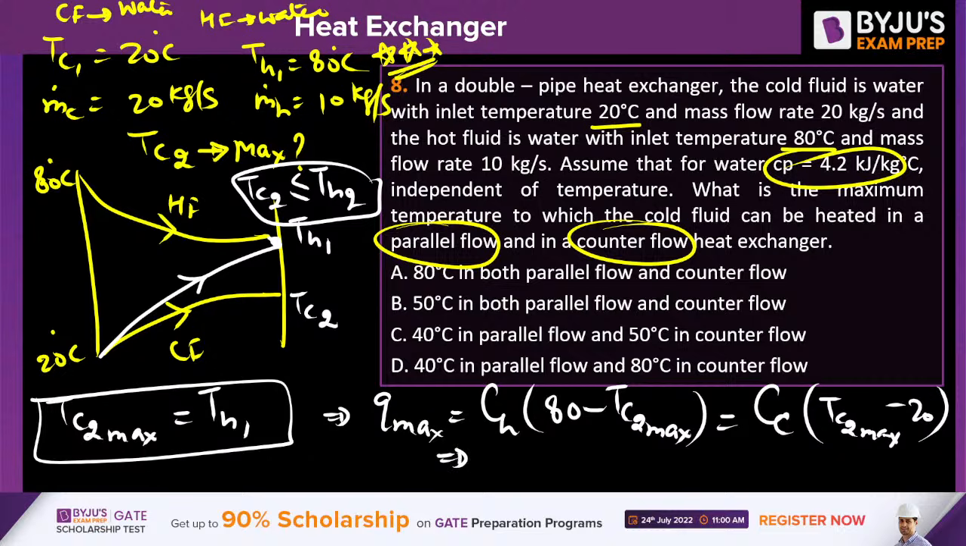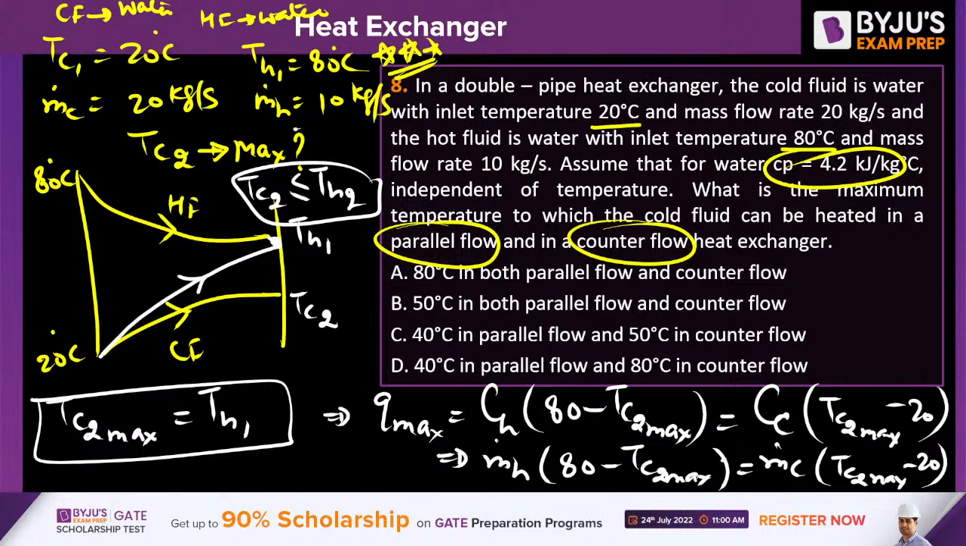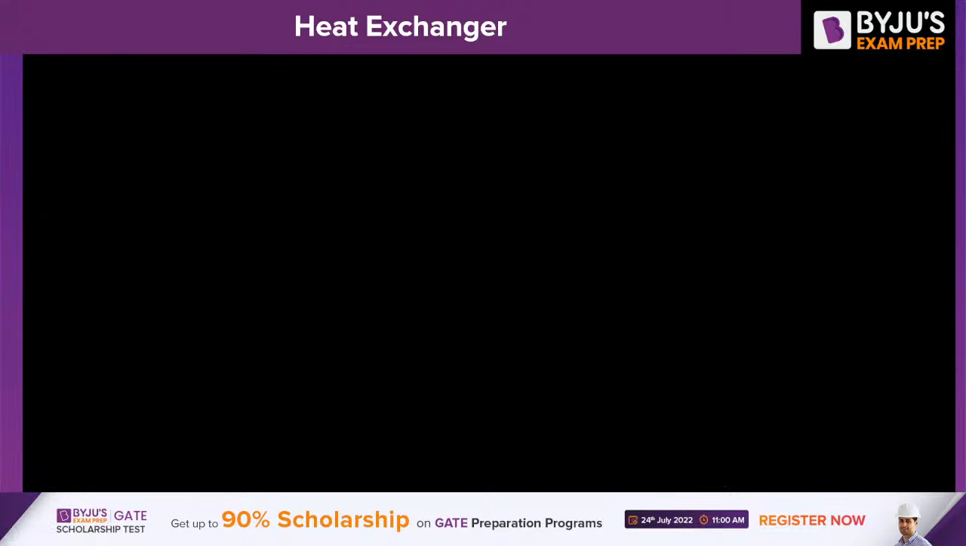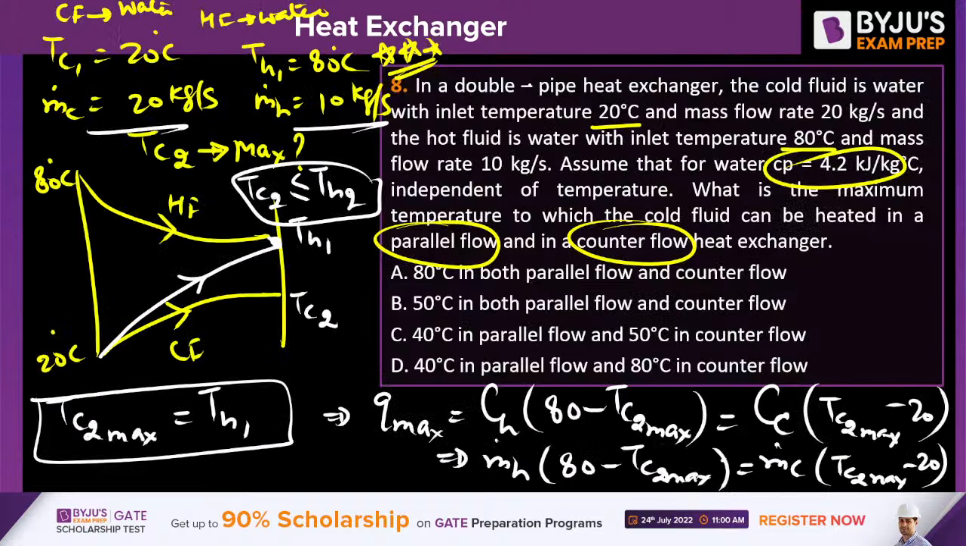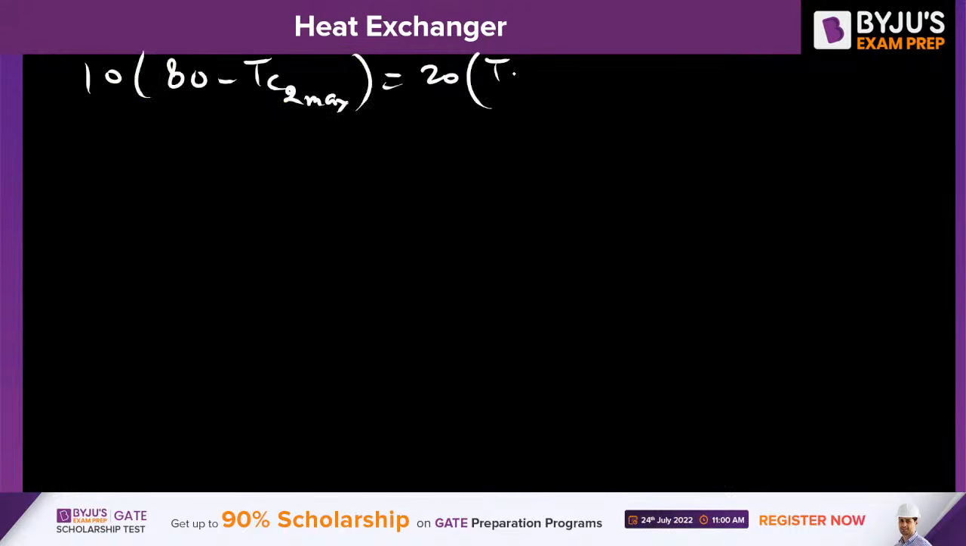20. That will give you the answer. Specific heat will get cancelled out. It is only the mass flow rate of hot fluid into 80 minus TC2 maximum is equal to mass flow rate of cold fluid into TC2 maximum minus 20. What is the mass flow rate of hot fluid? That is 10. And the cold fluid is 20. If we put the value, 10 into 80 minus TC2 maximum is equal to 20 into TC2 maximum minus 20, that will give you, what is the value of maximum TC2?